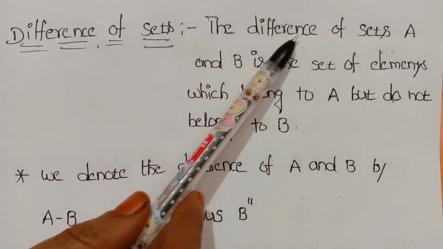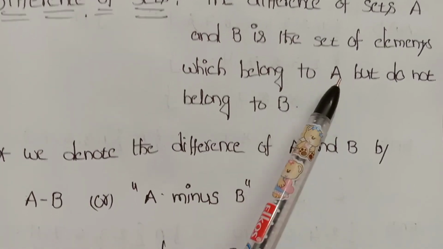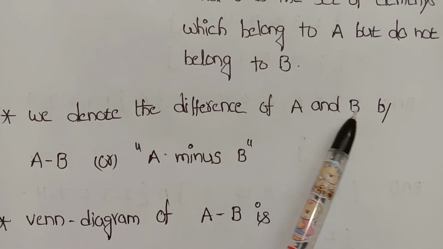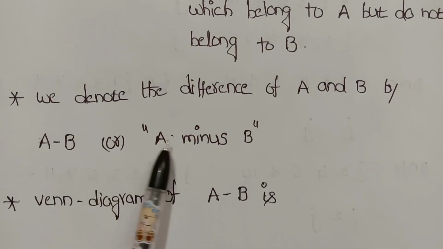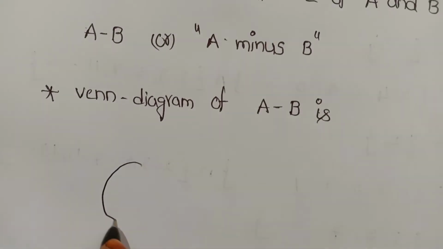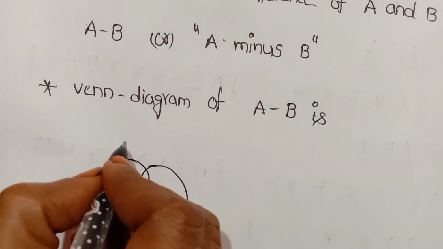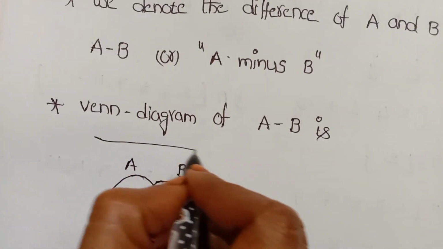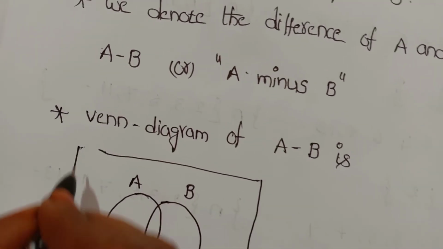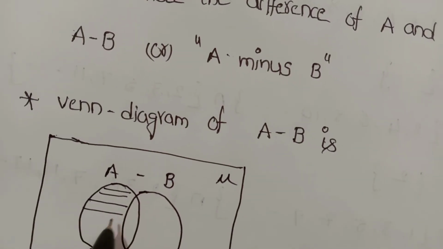Difference of sets. The difference of sets A and B is the set of elements which belong to A but do not belong to B. We denote the difference of A and B by A minus B. Venn diagram of A minus B is only shaded A.